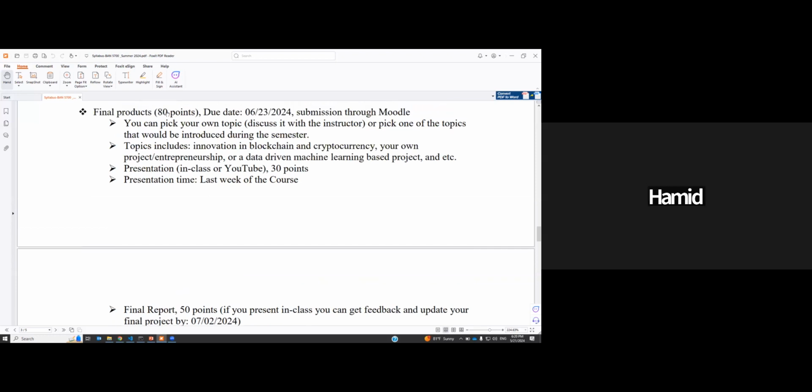Among those 80 points, 30 points is about how you present. And I highly appreciate good quality presentations. An example of a bad presentation is just text created by AI and people come and just read from the text. So you should be very knowledgeable about your topic, and you should explain and present in a smooth way.